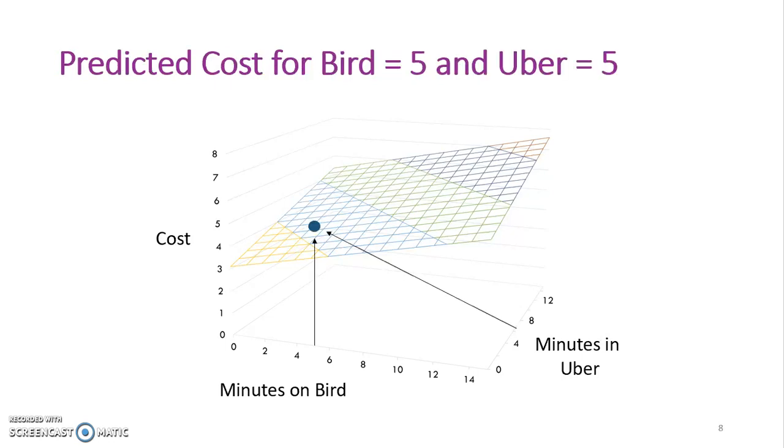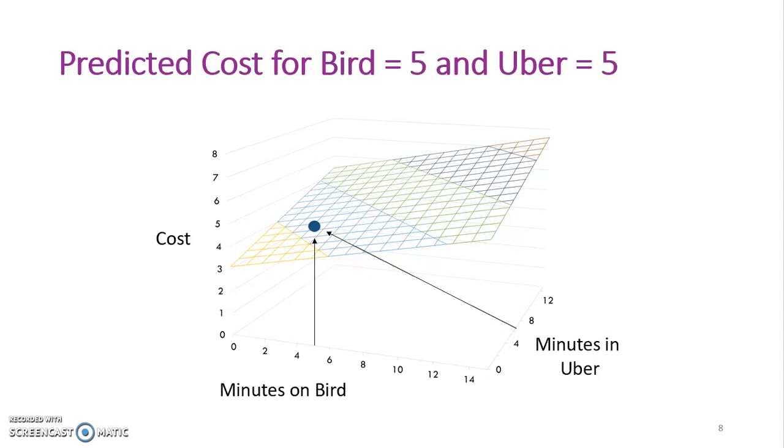So this is what that plane looks like in general. And then on this plane, we can identify predicted cost. So for example, here, I've highlighted with a point the predicted cost for when we've spent 5 minutes on the bird scooter and 5 minutes in an Uber. The predicted cost would be $4.65.